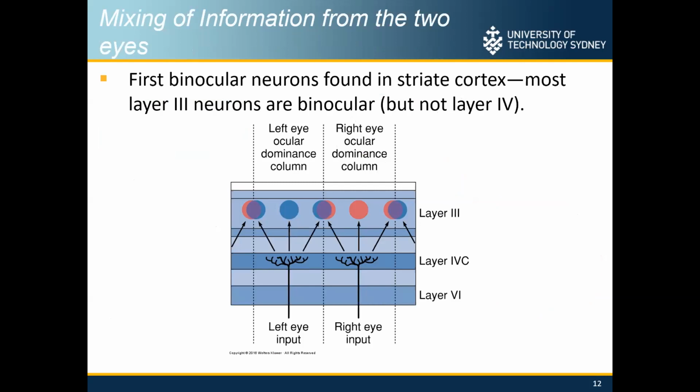From this slide, you can see that the striate cortex is divided into different layers, from layer 4 to layer 4C. These are mainly composed of monocular neurons. However, when you get to the superficial layers, most neurons are binocular, which means that they receive input from both eyes.